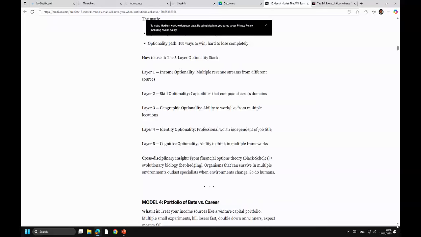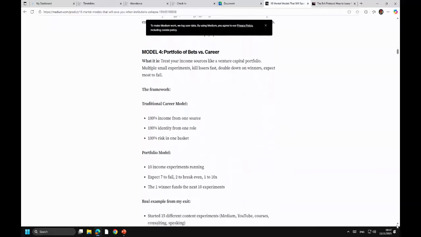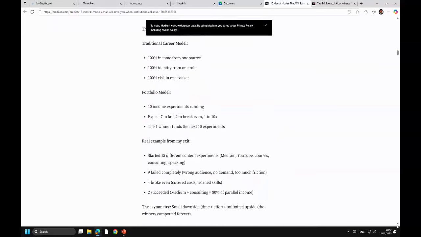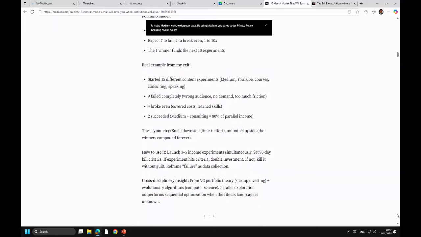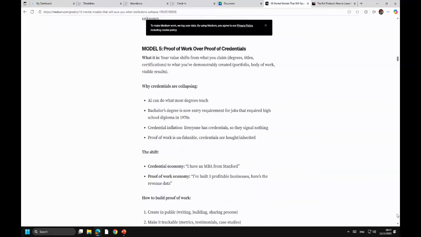Okay, so you need a portfolio of bets. 10 income experiments that are running at the same time. 7 of them will fail. 2 of them will break even. 1 of them will be 10x. So you need dozens of experiments, yeah? Some of them will be successful.